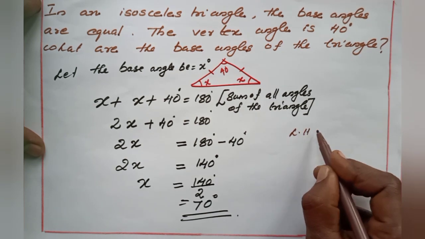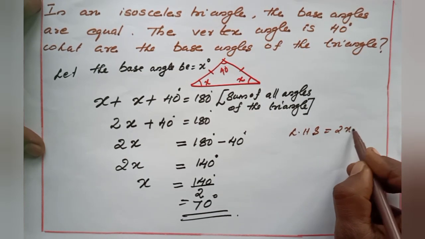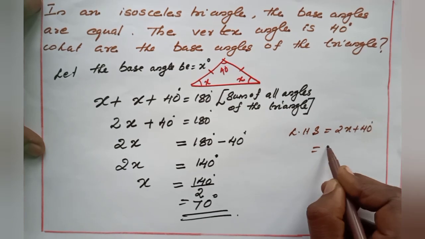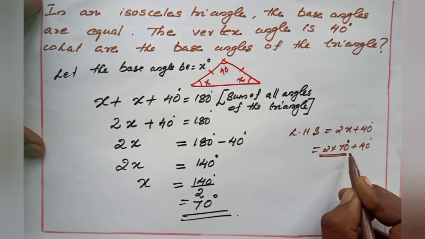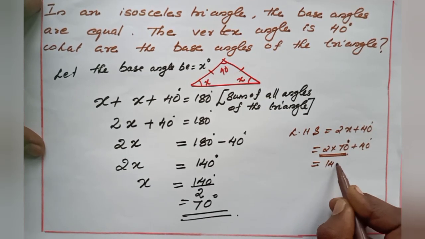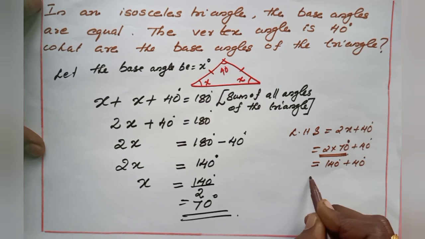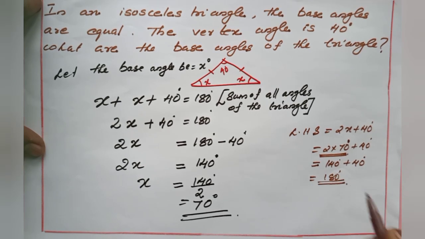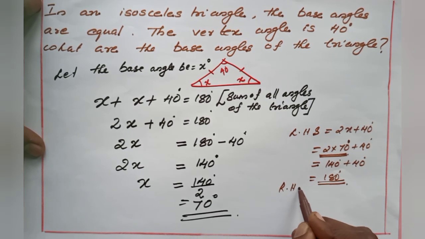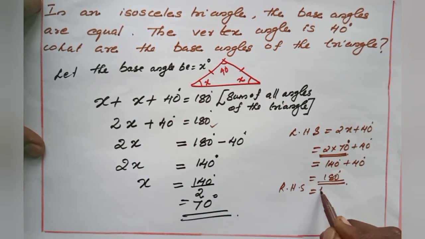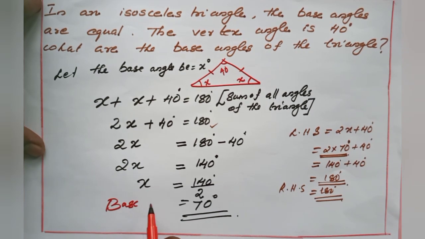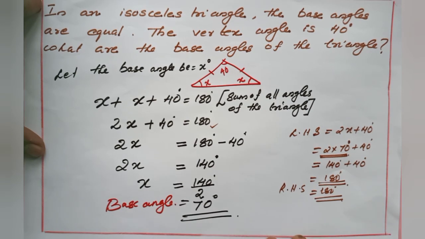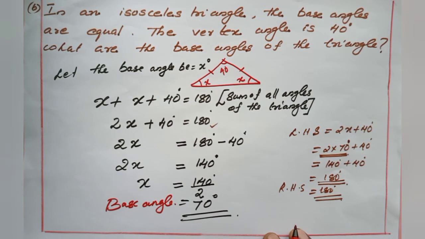Listen to the verification. LHS is 2x plus 40 degrees. 2 into 70 degrees plus 40. 2 into 70 is 140 degrees plus 40 degrees. How much? 180 degrees. So RHS is also 180 degrees. So the base angle is 70 degrees. Okay, understood all of you?